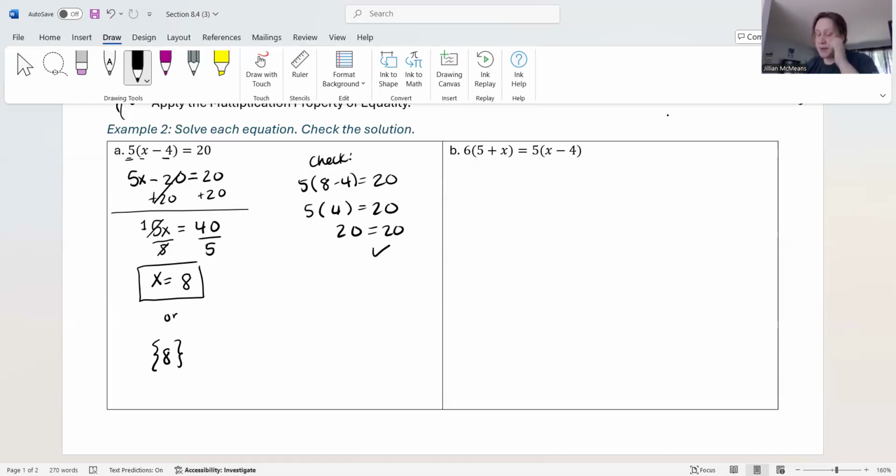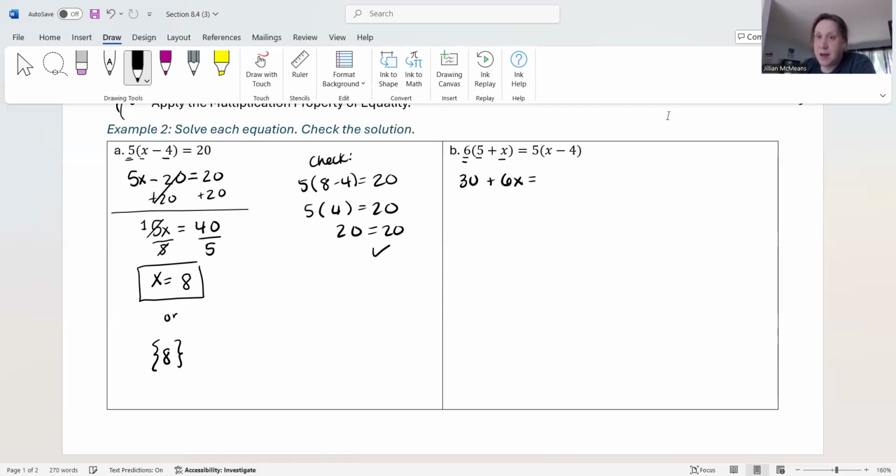All right, for part B, we have two sets of parentheses. So we have one set on the left, one set on the right. So let's go ahead and start distributing. On the left, I have 6 times in parentheses 5 plus x. So I want to take 6 times 5. Well, 6 times 5 is 30. And then I want to take 6 times x. 6 times x is just 6x. We just write them side by side.